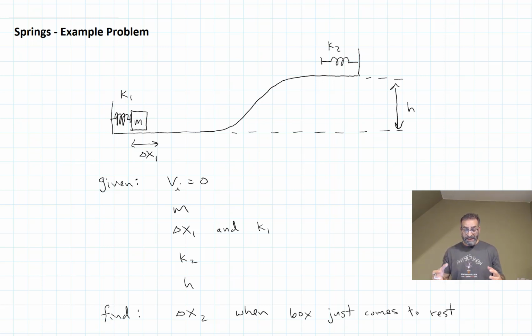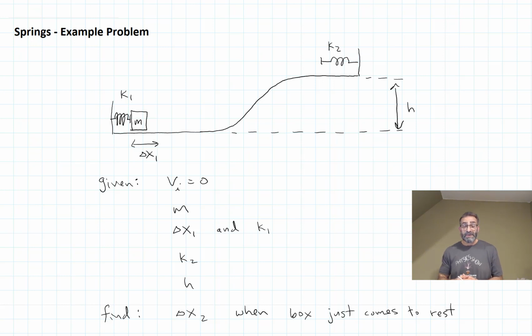The springs are attached to the earth, and the earth is going to get in the way and make it difficult to use momentum, because we would have to know how much the earth moved as the mass moved away from spring 1, and the earth's not going to move, so we really can't use momentum when the earth gets in the way.